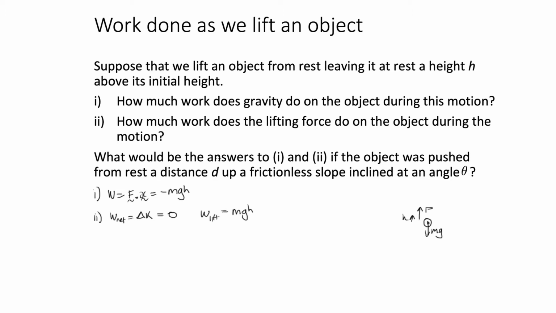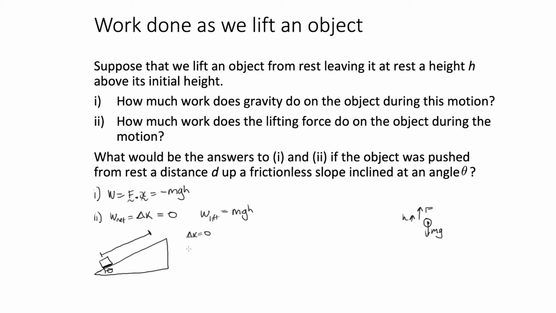Now next it says, what would be the answers to 1 and 2 if the object was pushed from rest a distance d up a frictionless slope inclined at an angle theta? In this case, we've now got an angle theta like this. We've got our object, we're ignoring friction, and it's being pushed up a distance d like this. If it's pushed up from rest and ends at rest, then once again the change in kinetic energy is equal to 0.